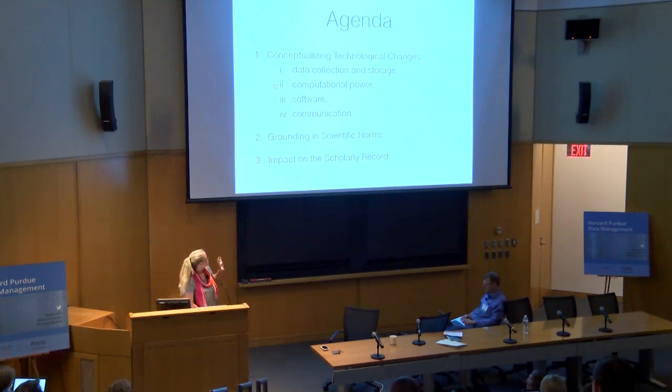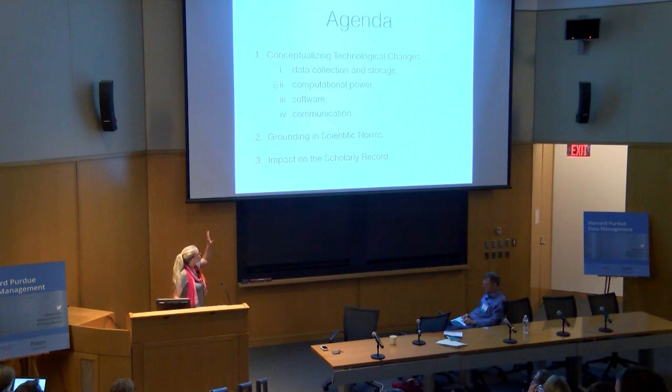I break it into a few categories that I'll explain in more detail: data collection and storage, computational power, software, and then communication, basically because of the development of the internet as a technology in communication. And I believe each of these technological developments is very different in how it impacts the scholarly record and how it impacts research.